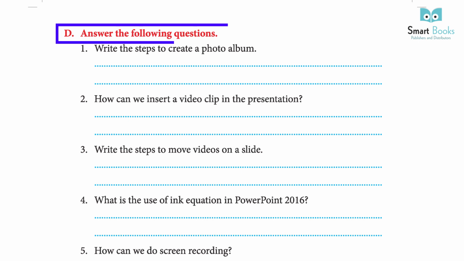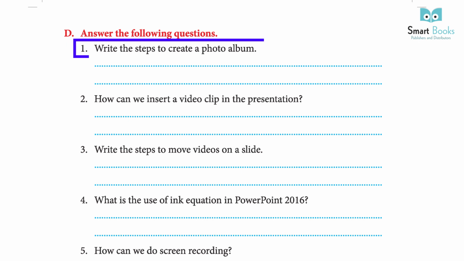D. Answer the following questions. 1. Write the steps to create a photo album. Answer: Step 1. Click on the Insert tab. Step 2. In the Images group, click on the Photo Album drop-down menu. Step 3. Click on the New Photo Album option. The Photo Album dialog box appears.